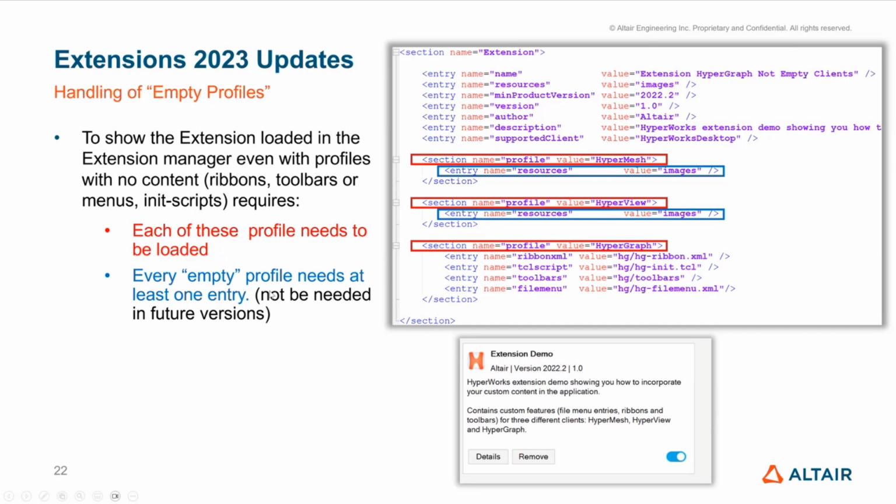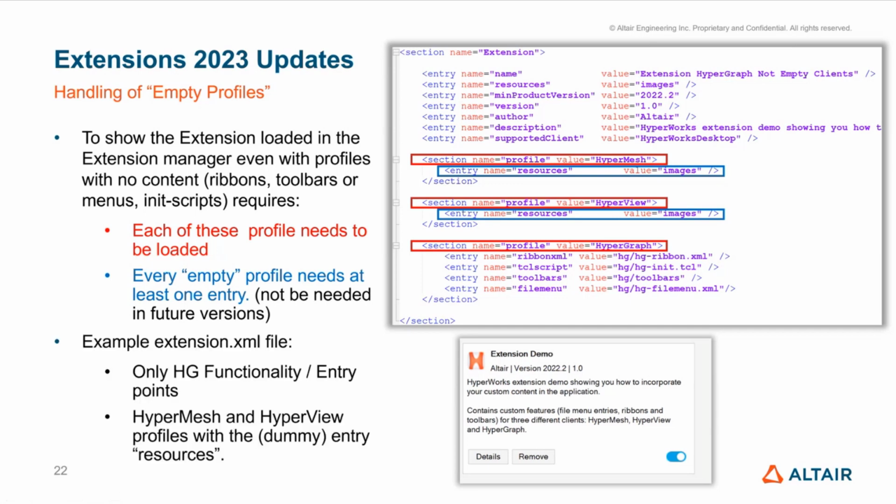So let's look at this example. You have only HyperGraph functionality loaded, but you want that also in HyperView and HyperMesh. You want that if you open the extension manager with these clients active, you see the load button on. You have to add these profiles and have at least one dummy entry in this section. The dummy entry will not be needed in future versions.